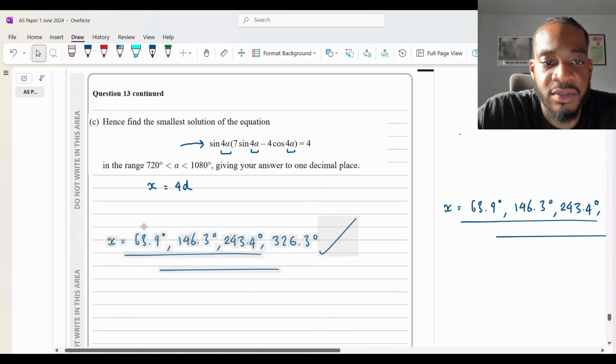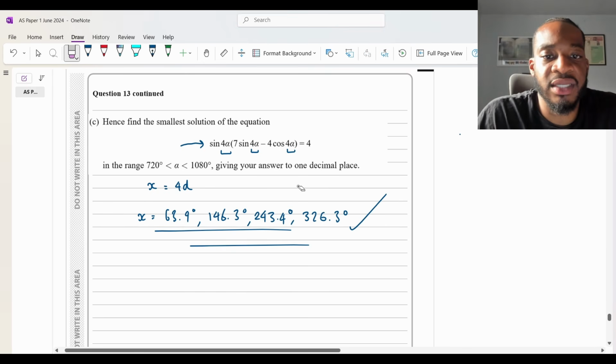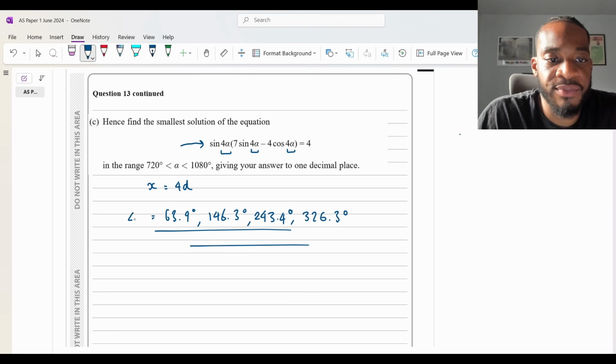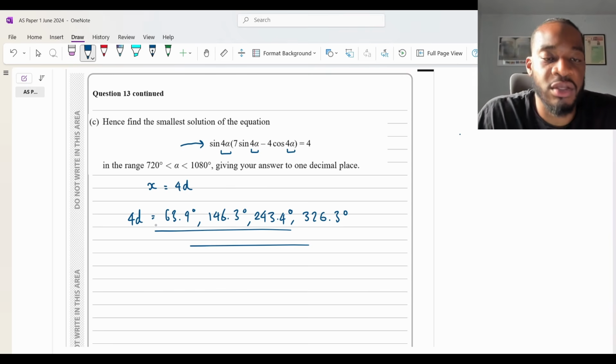Perfect. Okay. So what I'm going to do is I'm literally just going to replace that with a 4 alpha because that's what we're dealing with, right? Now, we want the smallest solution between 720 and 1080. Where are we? So we're here. So immediately, because I need alpha, I'm going to divide this by 4, aren't I? So that means that alpha is going to equal each of these divided by 4.